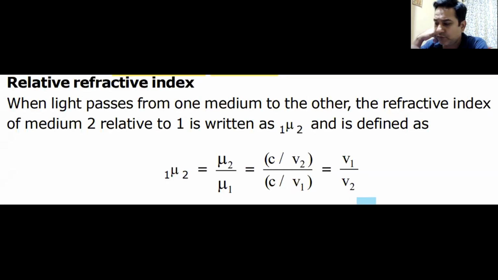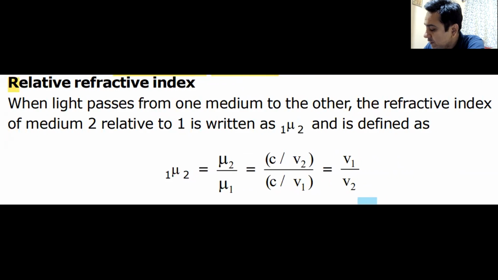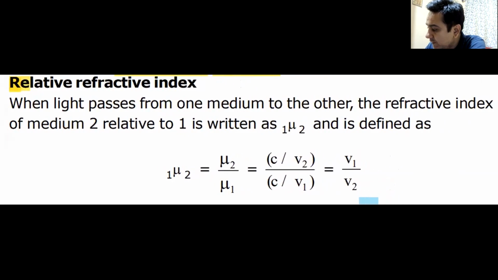Well, now we are going to move forward and understand one more term, and this one more term that we are going to understand is known as relative refractive index. Now, what do you mean by the term relative refractive index?